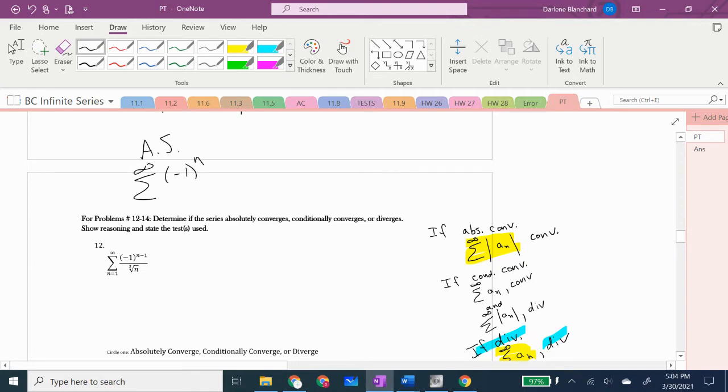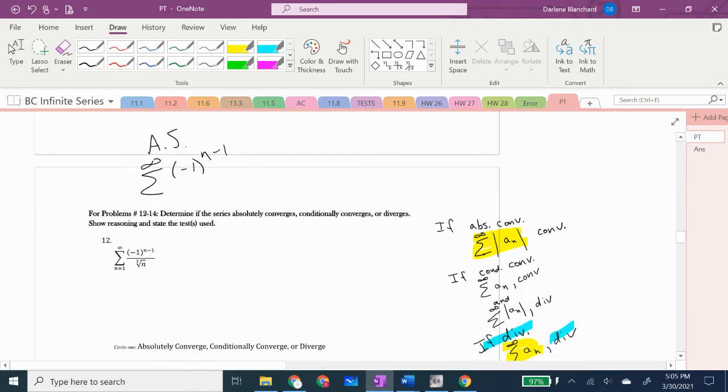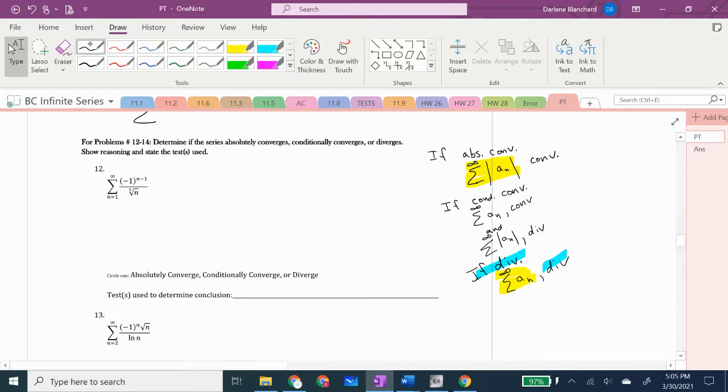You're going to have a negative 1 to the n, or a negative 1 to the n plus 1, or a negative 1 to the n minus 1. You'll have one of those, and then the rest of it is a formula. And you want to look at what the rest of it is. So let's take a quick peek at 12, 13, and 14.